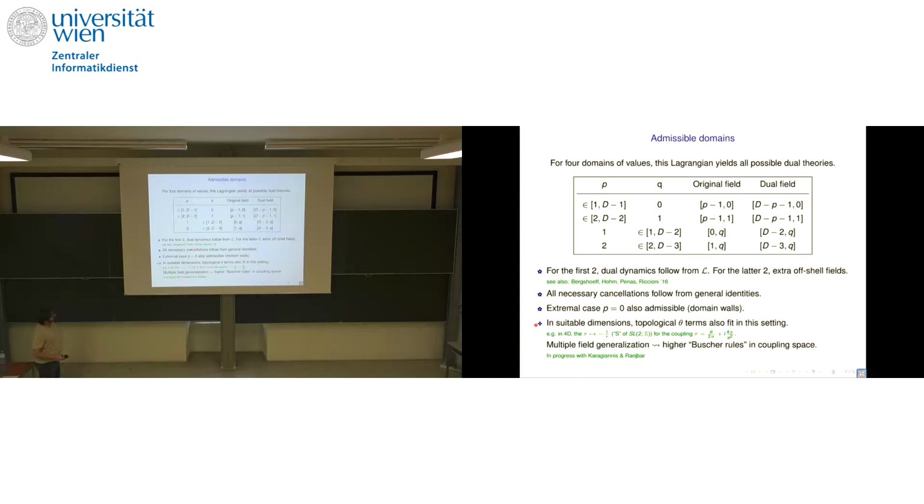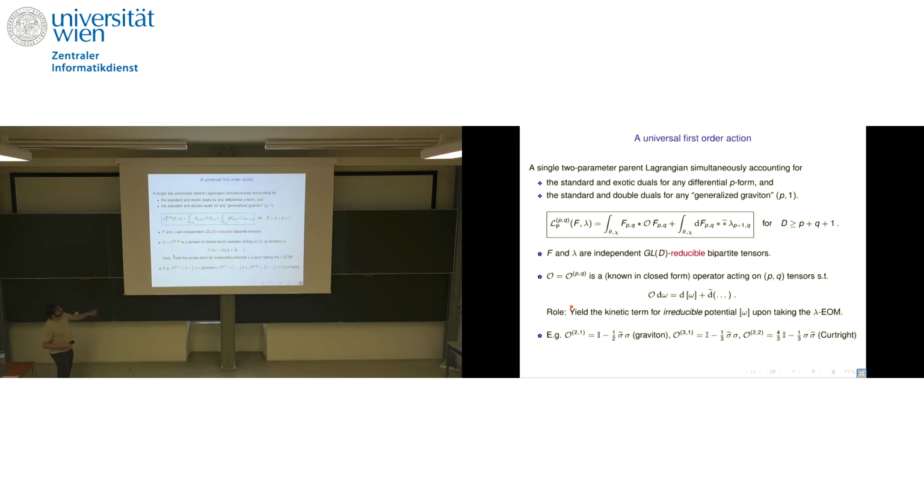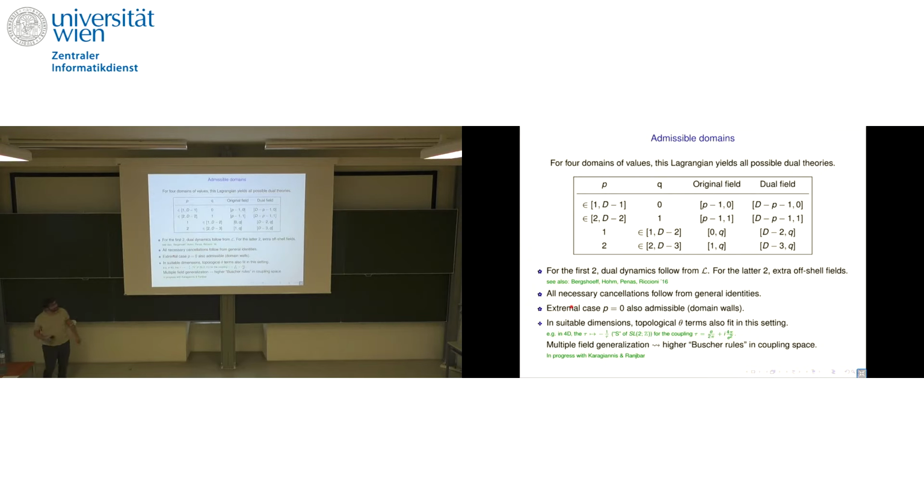And maybe I should mention that, apart from these 4 domains of values, there is also another domain that you can use this Lagrangian for, and this is the case where p equals 0. This is a strange case because when p is 0, you don't have d of this, so the Bianchi identity cannot be solved in terms of a -1 degree form. But this gives certain mass deformations that can be used, for example, in cases where you have domain wall branes, like in massive type 2A.